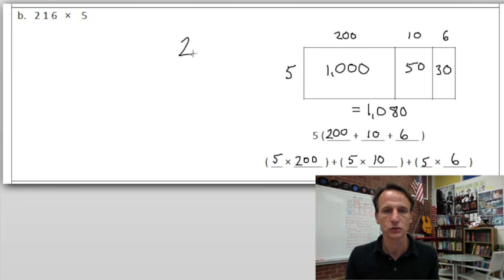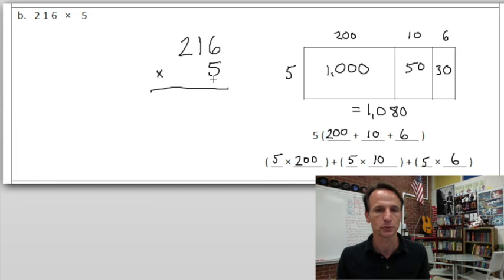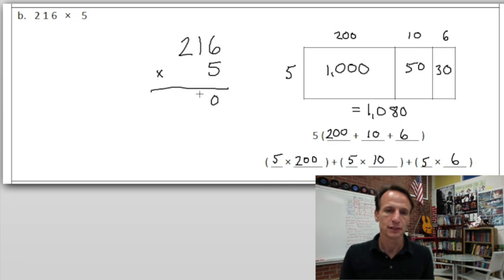And now let's go ahead and do it in partial products, which really echoes the area model we just did. So 216 times 5. And lining up place value is important. Paying attention to place value is important with partial products here. So we'll first do the 5 times 6. 6 is in the ones place. Its value is 6. 5 times 6 is 30. Lining up my place values for better addition.